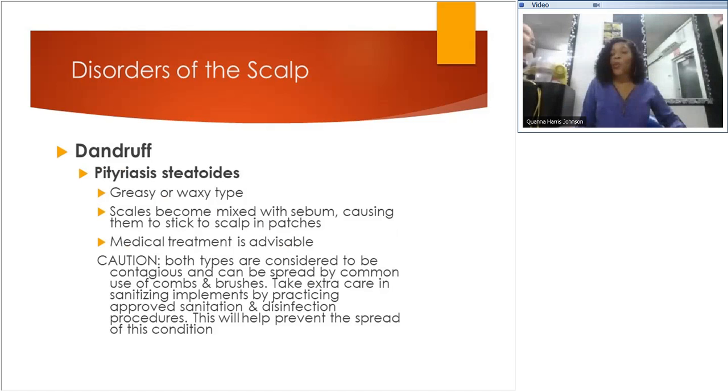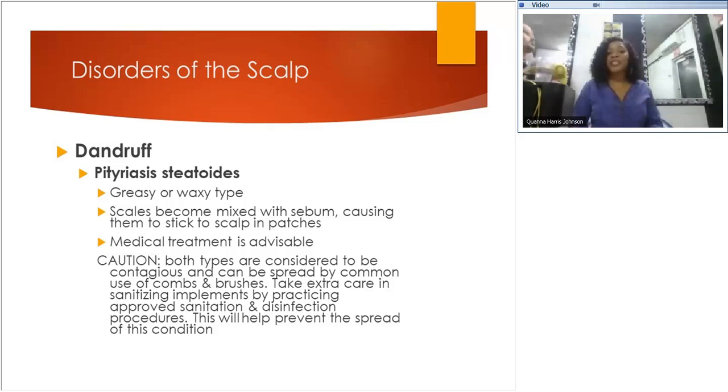Now, pityriasis steatoides is the waxy or the greasy type of dandruff. Its scales mix with the sebum, causing them to stick to the scalp in patches. You may be asking yourself, what is sebum? Well, sebum is actually the oil that is secreted from your oil glands to help lubricate your scalp. Overactive sebum will cause problems, and inactive sebum will also cause problems. Overactive sebaceous glands, your oil glands, will cause problems.